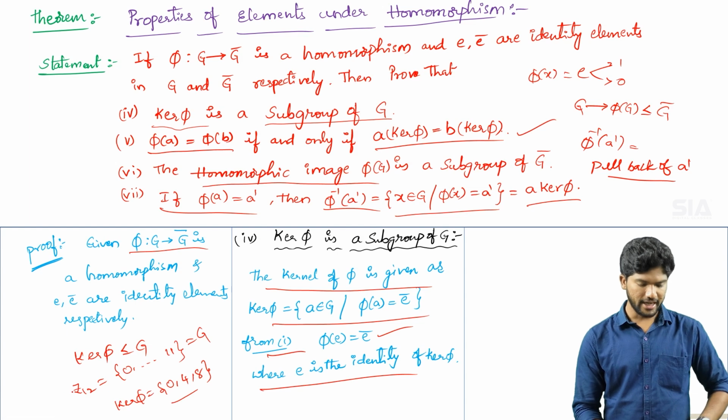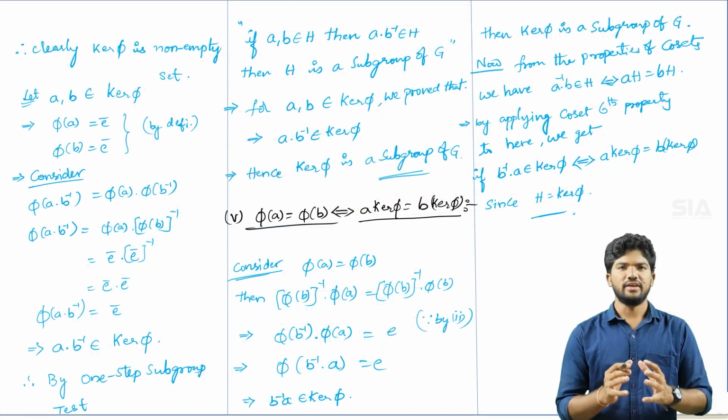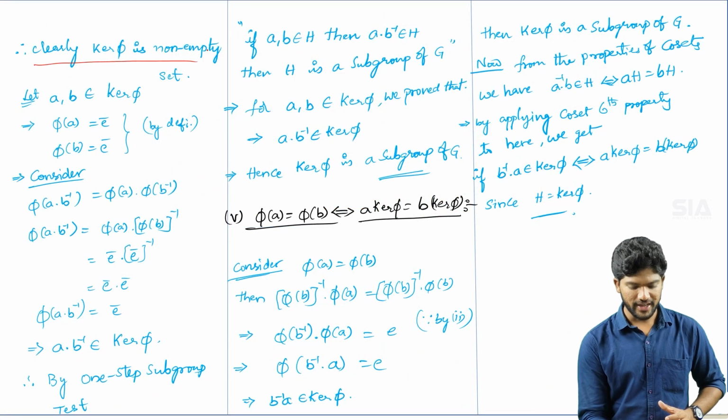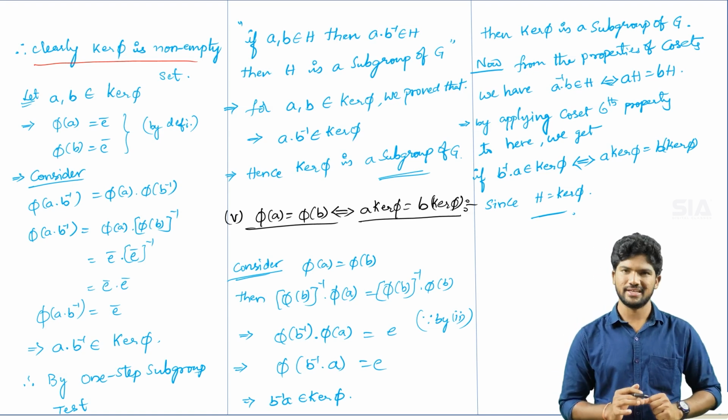So when the identity element exists in the kernel phi, clearly kernel phi is non-empty. Even if at least one element exists, we say it is a non-empty set.